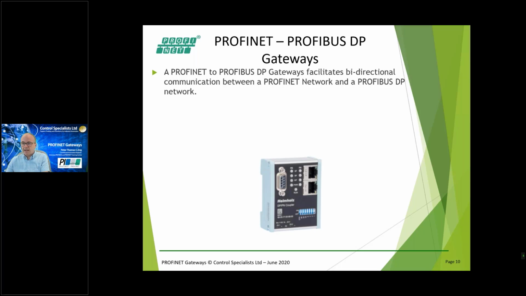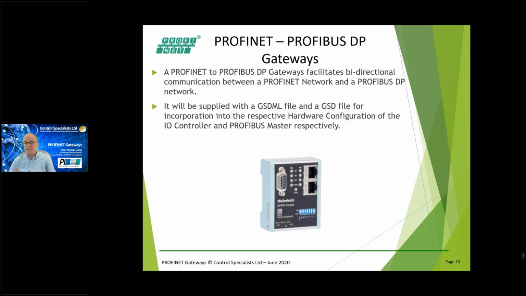So, okay, we've got a little guy here, looks exactly the same, except you can see he's got a PROFIBUS DP port, and he's also got some dip switches, because again, this guy is now going to appear as a Profibus slave on the DP side and as a PROFINET device on the PROFINET side. Very simple. But this time the manufacturer has got to provide us with a GSDML file for PROFINET and a GSD file for Profibus, and they get incorporated into the hardware configuration of the IO controller in the case of PROFINET and the Profibus master in the case of the Profibus DP.